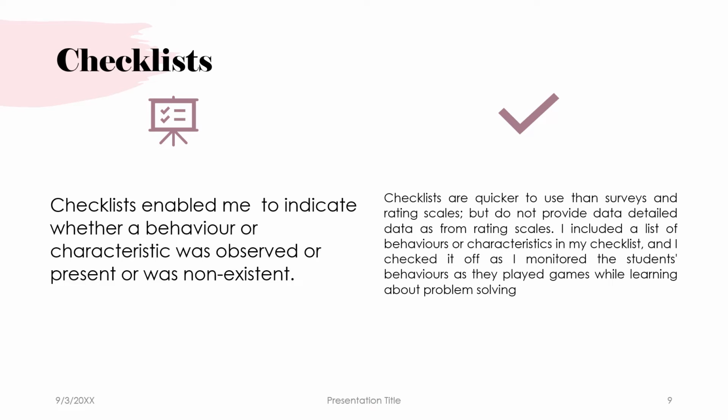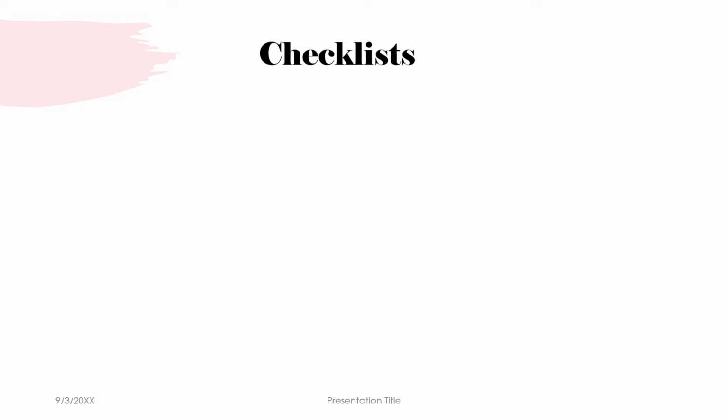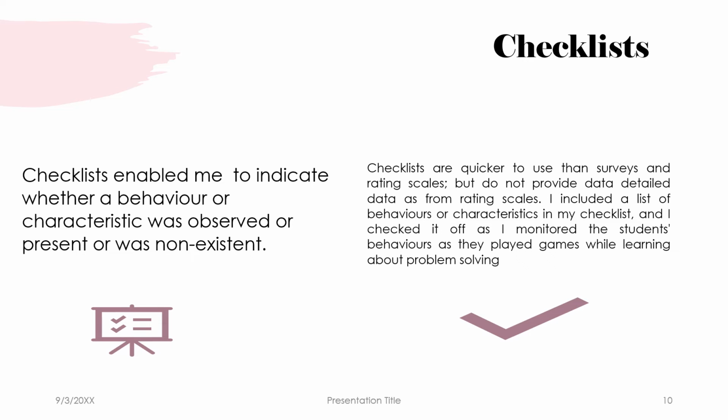I also used checklists, and the checklist enables me to look for specific behaviors, whether it was existent or non-existent as I taught the lesson. Checklists were actually easier to use than surveys and rating scales, but they do not provide detailed data. I included a list of behaviors or characteristics that I would look for in the class, and I would check them off as the students played games.